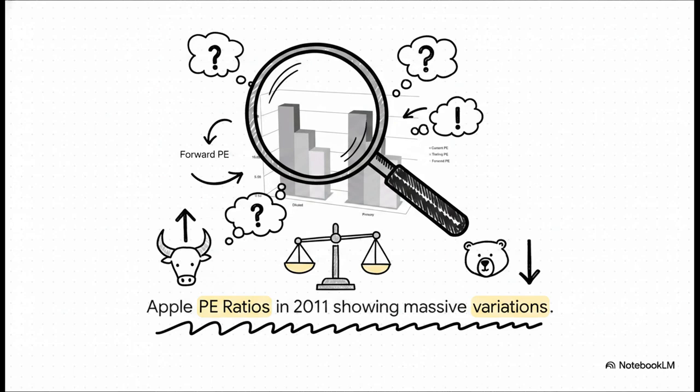Think about it. A bullish analyst might cherry-pick a forward PE to argue the stock is dirt cheap, while a bearish analyst uses current PE to claim it's way too expensive. The big lesson here? You must define your tool uniformly across every single firm you're comparing, or your analysis is just hopelessly biased right from the get-go.